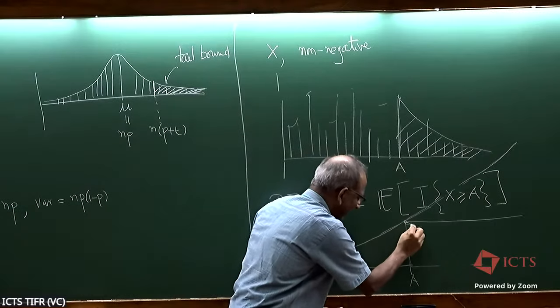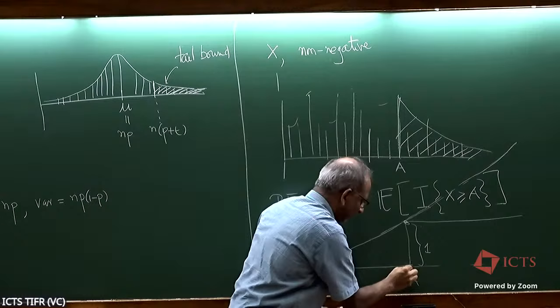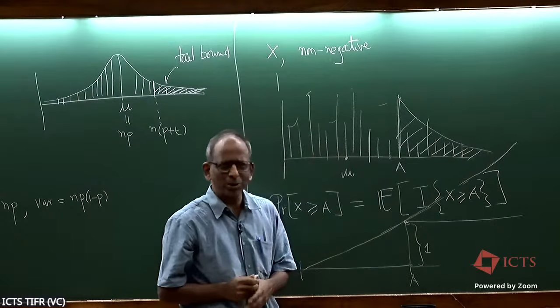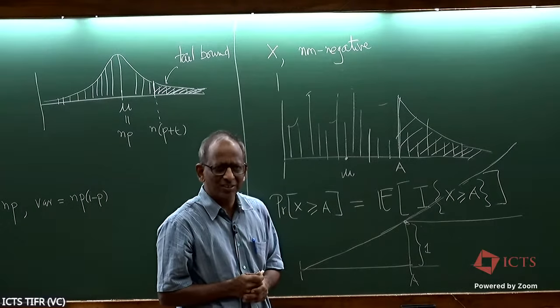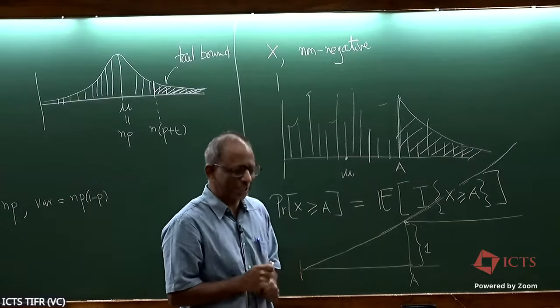So this height is 1. At a, it takes the value 1. What is this function? What's the equation for this line? Y equals mx plus c, but I want m and c.